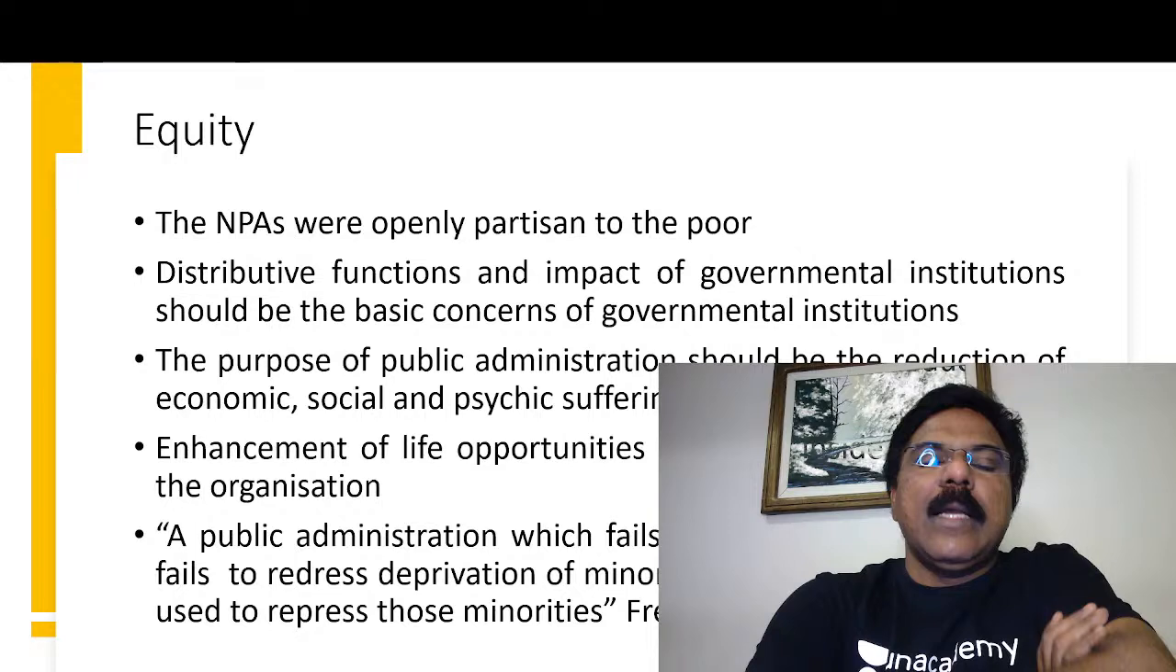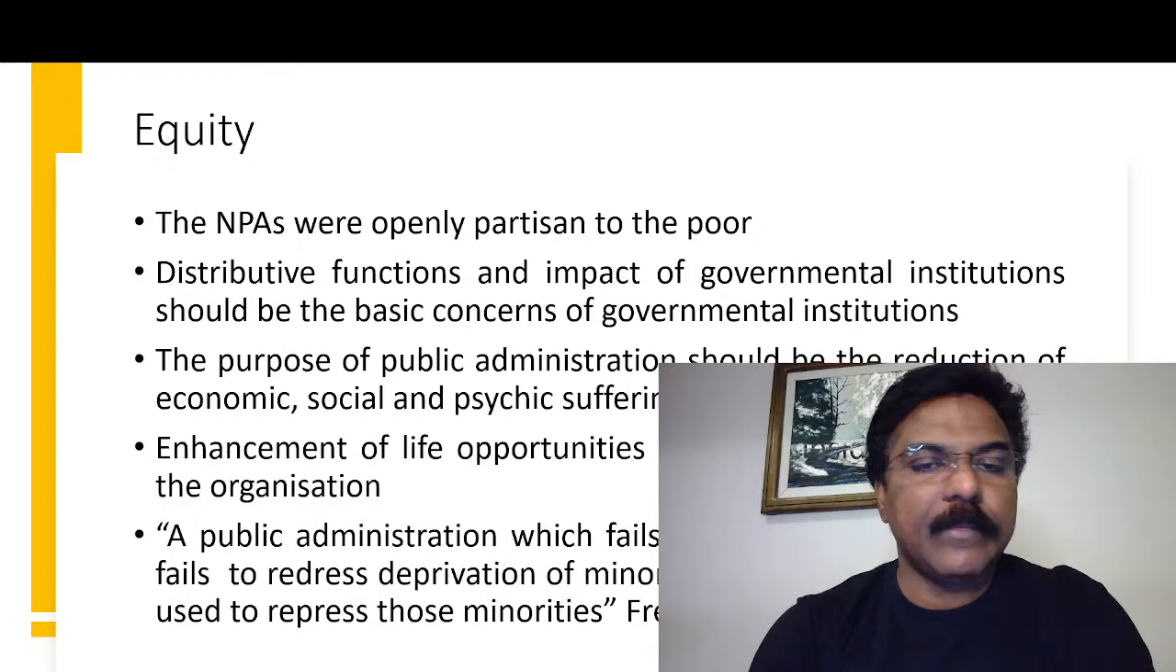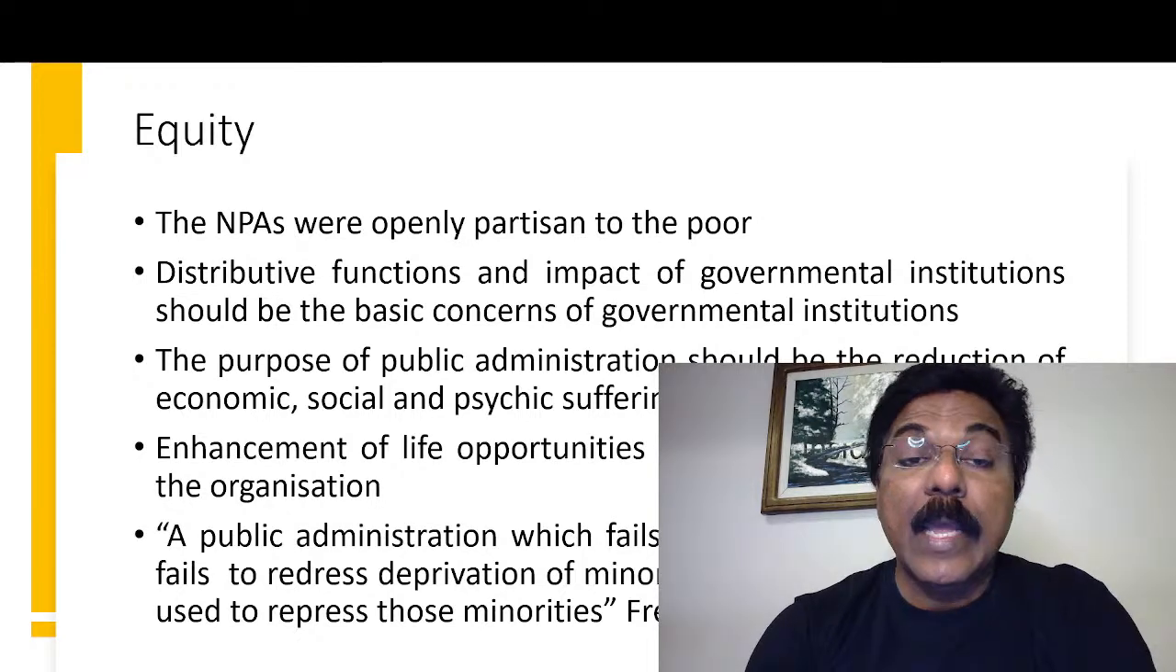The purpose of public administration should be the reduction of economic, social, and psychic sufferings, enhancement of life opportunities for those inside and outside the organization. And Fredrickson, one of the pioneers of the new public administration thought process, says a public administration which fails to work for changes, which fails to redress deprivation of minorities, will likely be eventually used to repress those very minorities. Very, very significant statement from Fredrickson.